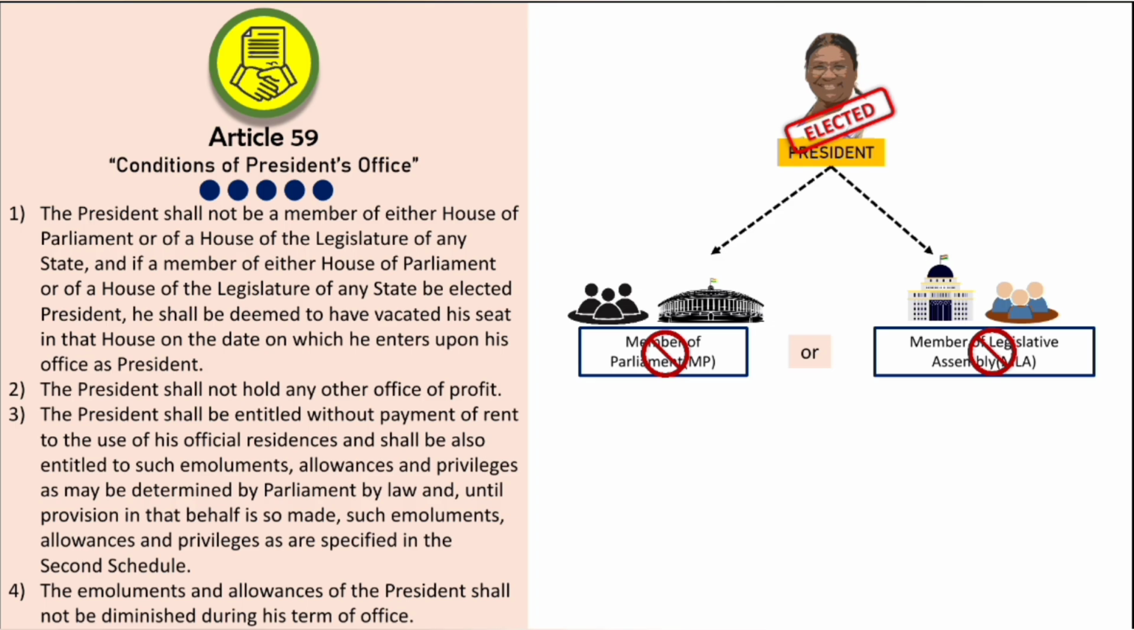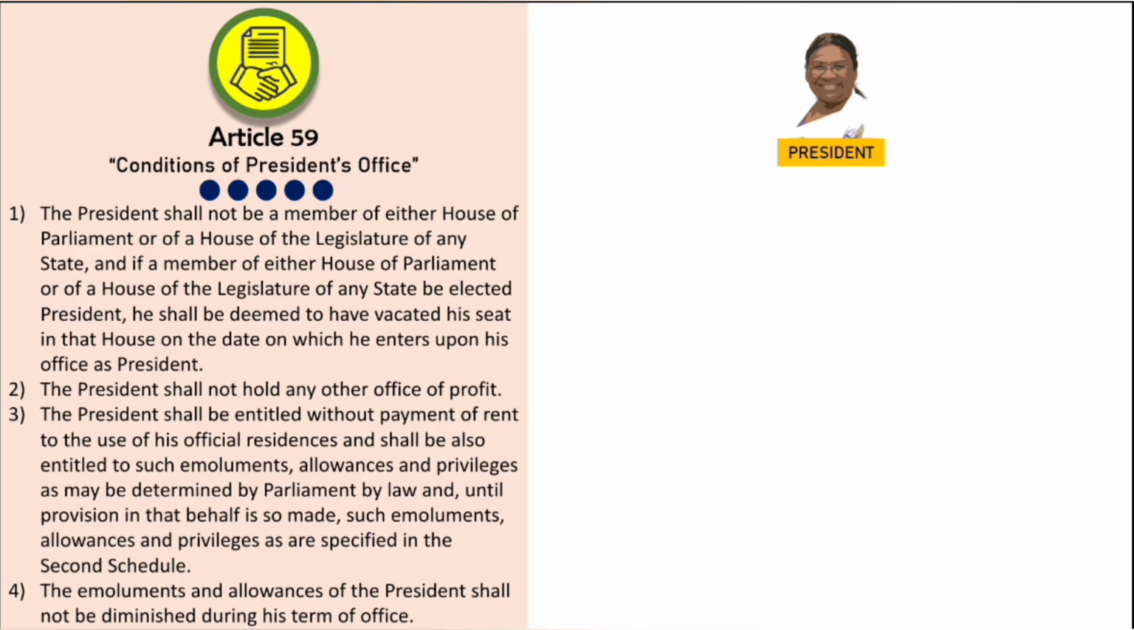The second clause says that the president cannot have any other job that provides a salary or other financial benefits while serving as president. That means the president can only focus on being the president and not do any other work that earns money. Now the third clause basically talks about the benefits of the president. We can understand this clause in 4 points.